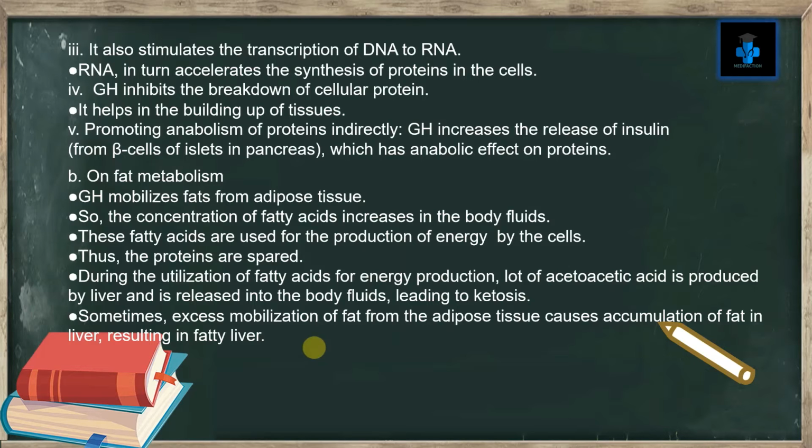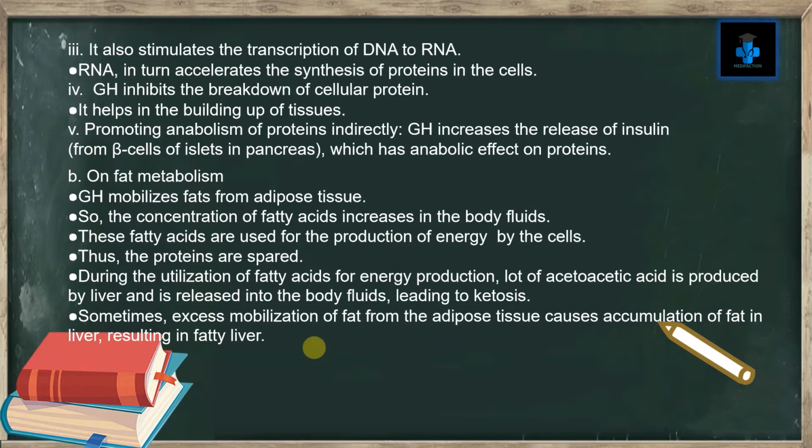Growth hormone inhibits the breakdown of cellular protein. It helps in the building up of tissues. Promoting anabolism of proteins indirectly, that is, growth hormone increases the release of insulin from beta cells of islets of pancreas, which has anabolic effect on proteins.